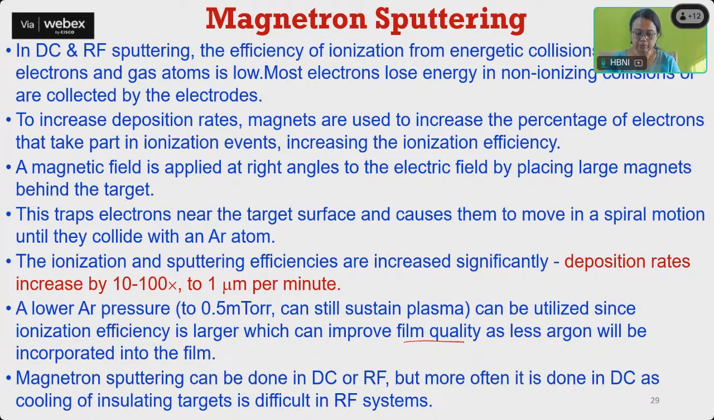Magnetron sputtering can be done in both DC and RF, but more often it is done in DC, as cooling of an insulating target is difficult.